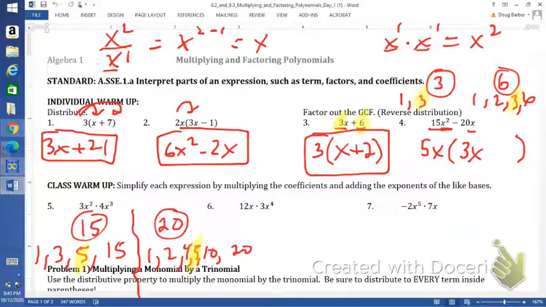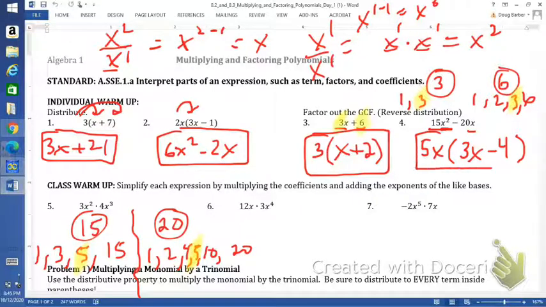And then we have 20x divided by 5x, or I should say a negative 20x divided by 5x. So negative 20 divided by 5, that's going to give us a negative 4. And then x divided by x, so x to the first divided by x to the first, that's going to equal x raised to the 1 minus 1, which is x to the 0, and x to the 0 is just 1. So there's your answer.